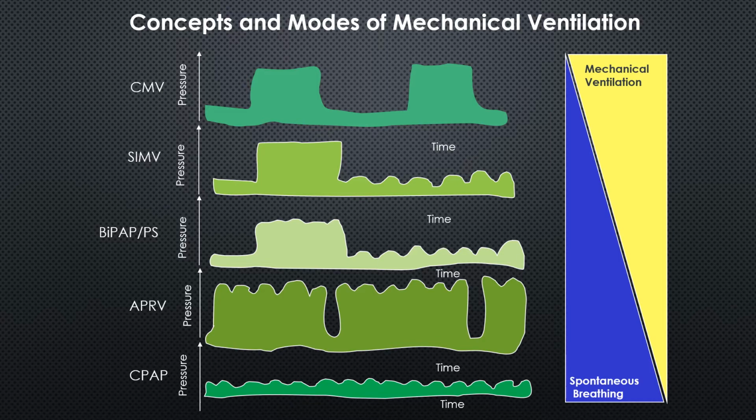Pressure support is a spontaneous mode where the ventilator provides an inspiratory assist by providing airway pressure as set following each patient effort. In this mode, there is no set rate, and the ventilator will only deliver inspiratory assistance in response to the patient's efforts.